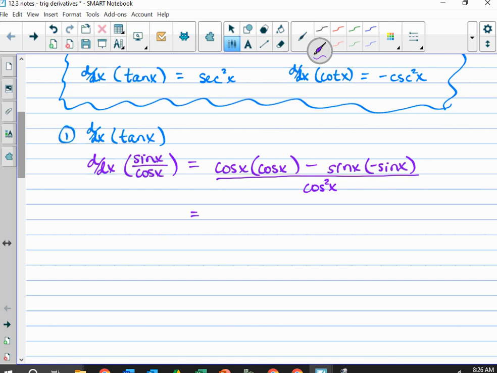All right, so I've got cosine squared. And then do you see how it's plus sine squared? All over cosine squared. So what happens? Yeah, cosine squared plus sine squared is 1, right? So yes, you do have to remember that from your trig days. So I have 1 over cosine squared, and what is 1 over cosine squared? Yep.